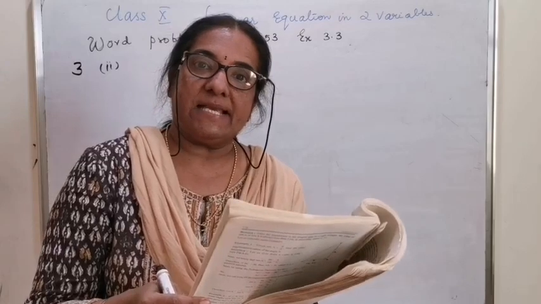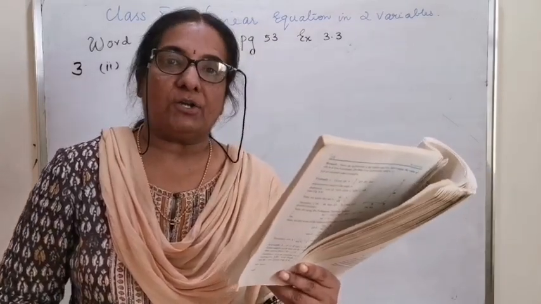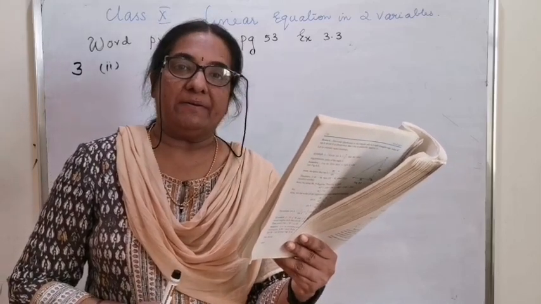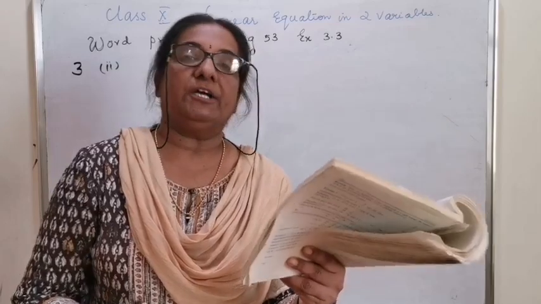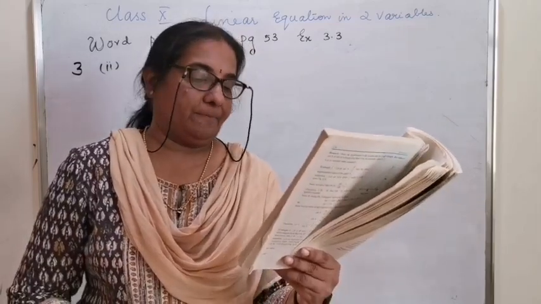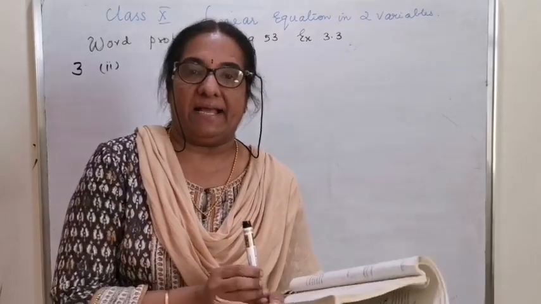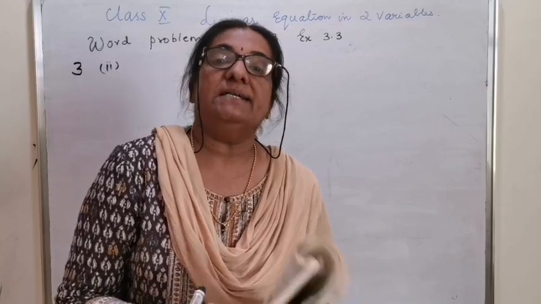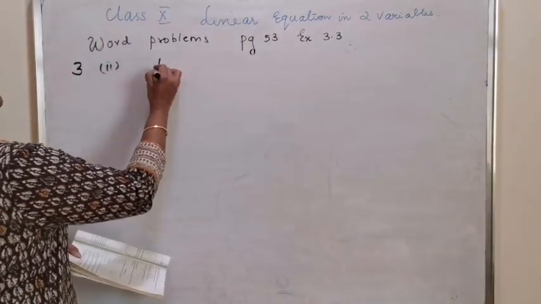The same exercise, question number 3, second subdivision. The larger of two supplementary angles exceeds the smaller by 18 degrees. Find them. The larger of two supplementary angles. Underline the words supplementary angles.